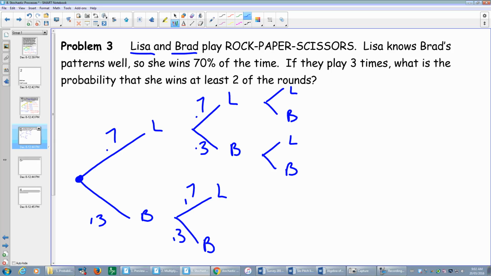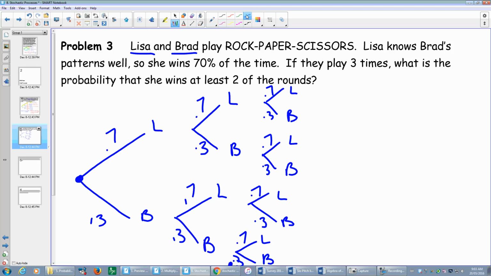Eric, can you do the next tree branch for me here? The top one. For Lisa and for Brad. 0.3. And my next tree branch down here, Pat? 0.7, 0.3. Natalie, my next one? And my final one here, Mike? 0.7, 0.3. Very good. Okay, so it says here, if they play 3 times, what is the probability that she will win at least 2 of the rounds?